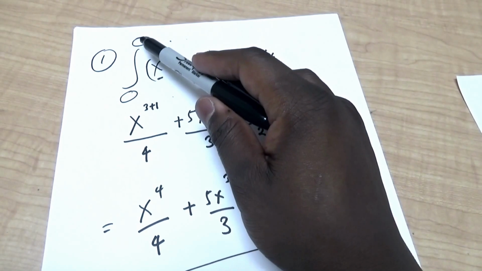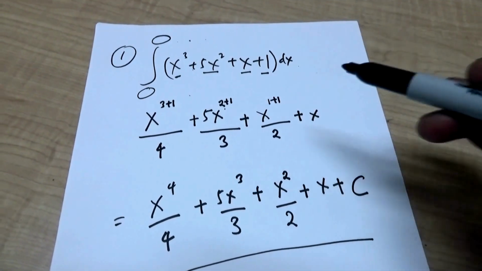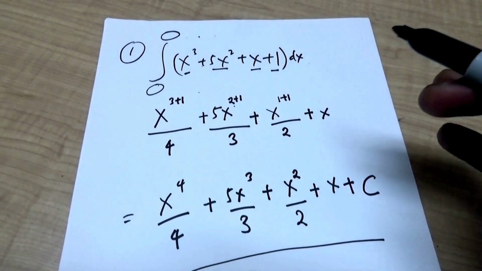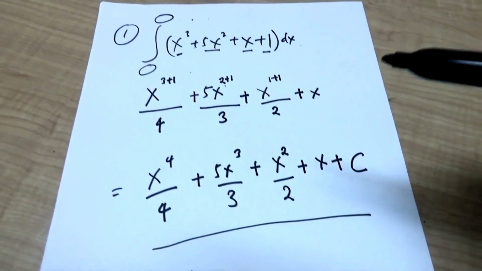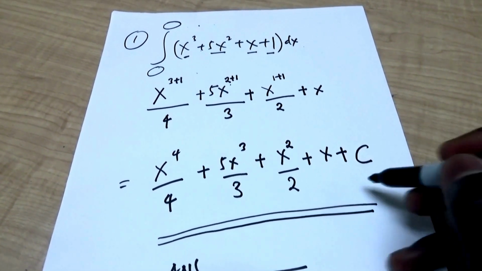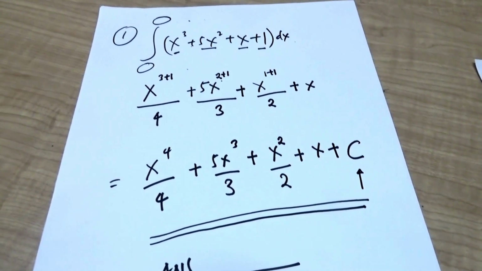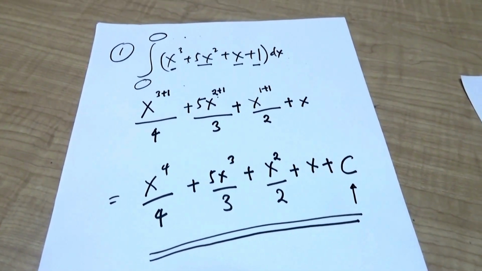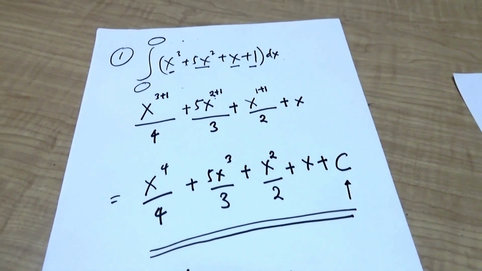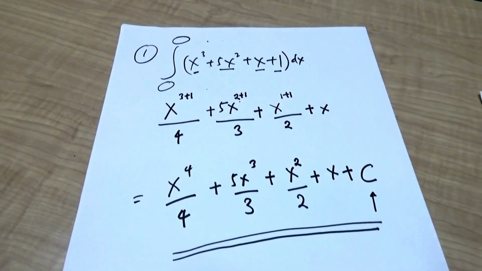That's the lower limit and the upper limit. But in this case, we're just starting, so I decided to just do a basic problem without any limits. And at the end of the day, this is my final answer. But again, remember, always include the constant of integration in cases when you're not given the limits. All right, that was problem number 1. Let's jump into problem number 2.